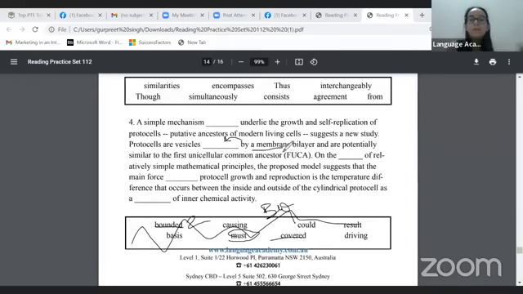So cells are bounded by this membrane layer on the dash of relatively simple mathematical principles. So this is right, on the basis of principles, because principles are the basis on which you're doing something. The proposed model suggests that the main force dash protocell growth and reproduction is the temperature difference. So this is a collocation. The word driving and force come together. Sometimes we write driving first, saying this is the driving force, or we can write in the other way, the force driving something. But these two words come together. The main force is the temperature difference that occurs between the inside and outside of the protocell as a dash of inner chemical activity. So this is again a collocation, as a result of something.